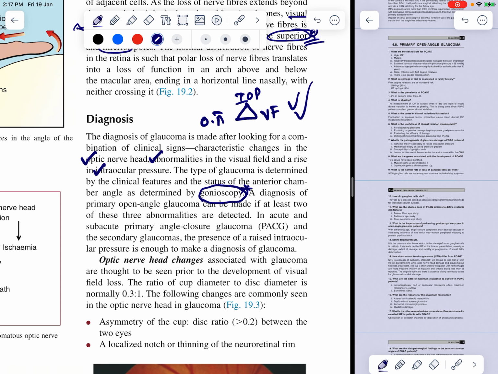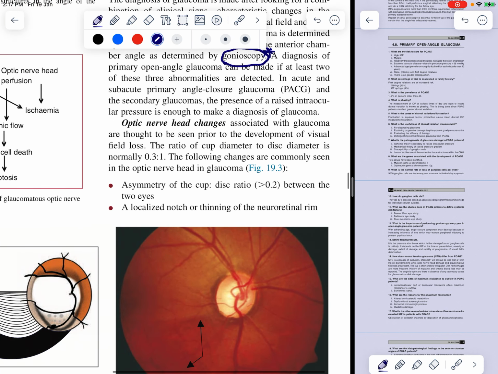In acute and subacute PACG, primary angle closure glaucoma, and secondary glaucomas, secondary glaucomas we will discuss in our next lecture later in the night, the presence of raised intraocular pressure is enough to make the diagnosis of glaucoma. Coming to optic nerve head changes.